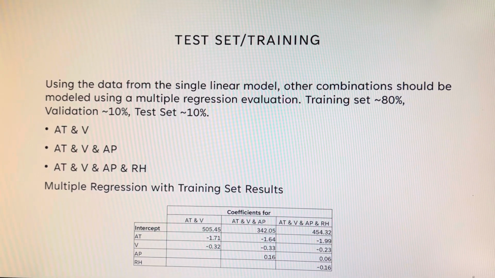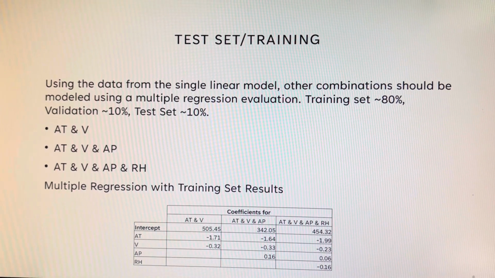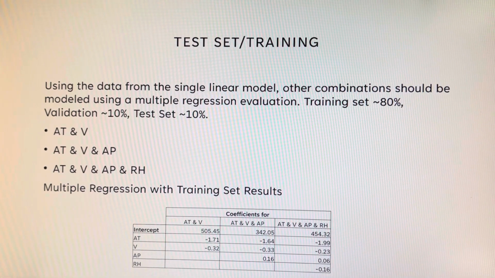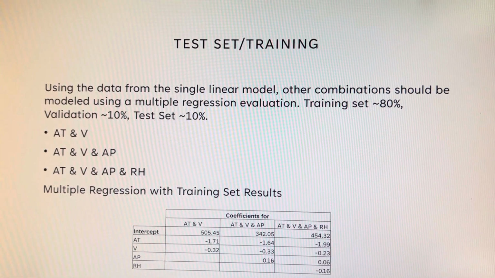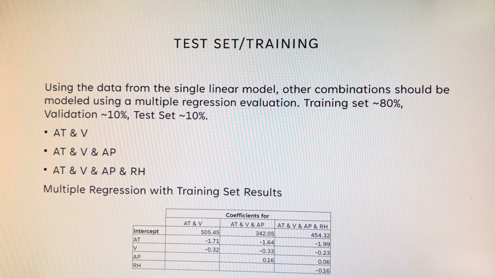When looking at the multiple regression with training sets, which I did in Excel, we were able to identify the intercepts for each of the coefficients. And then as you can see, the results for each of the groups are laid out within this table.